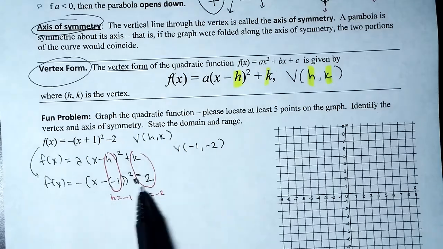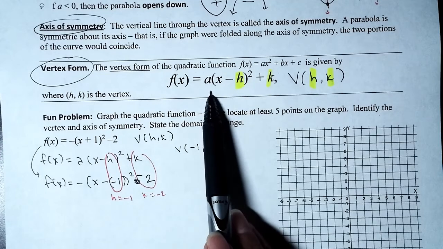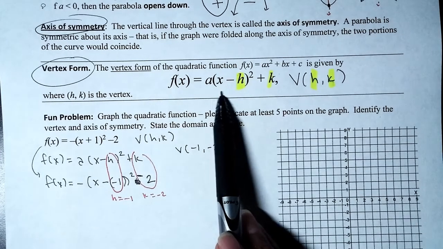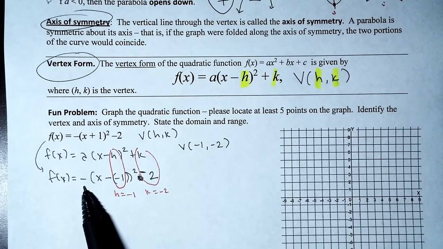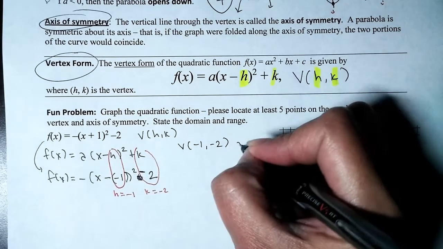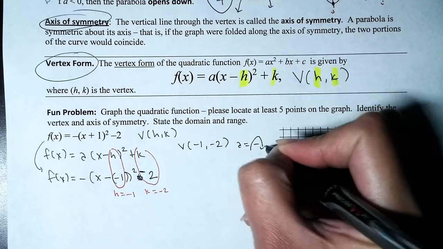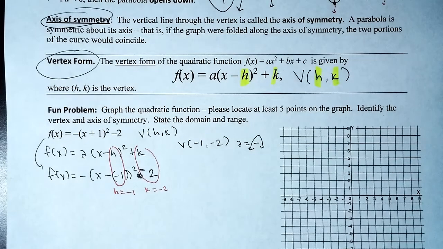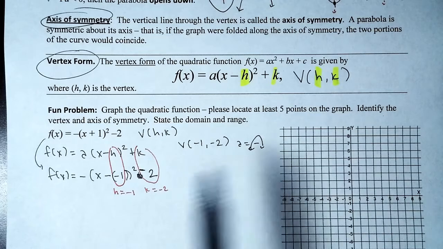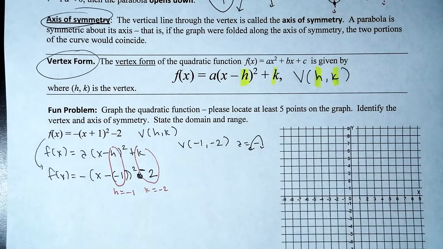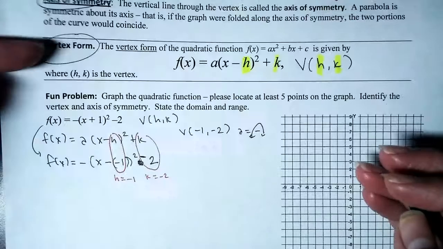Because we have this function in vertex form, a is whatever is in front of this binomial right here. In this case, a is negative 1, so a is negative. That makes me sad. When we do the math, we should have a parabola opening down. If not, then I really am going to be sad. Let's start by locating our vertex on the graph, which is negative 1, negative 2.